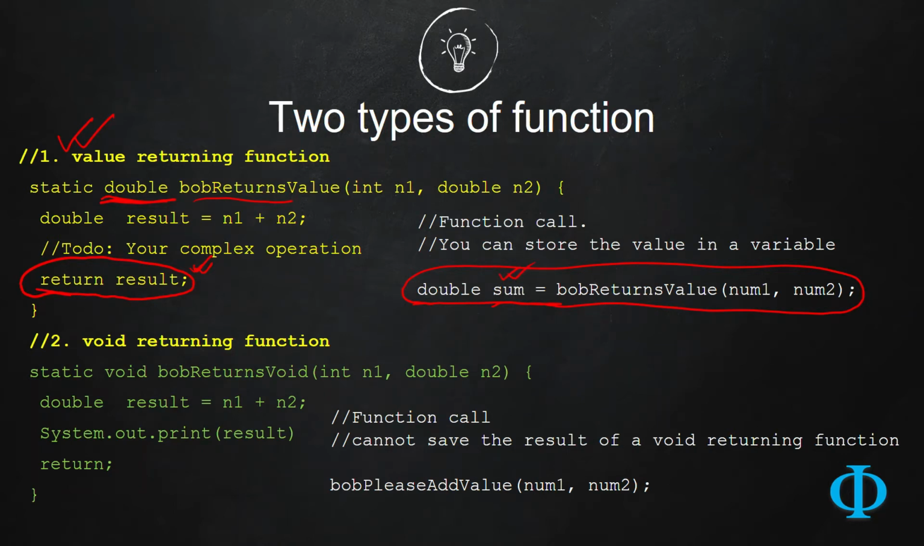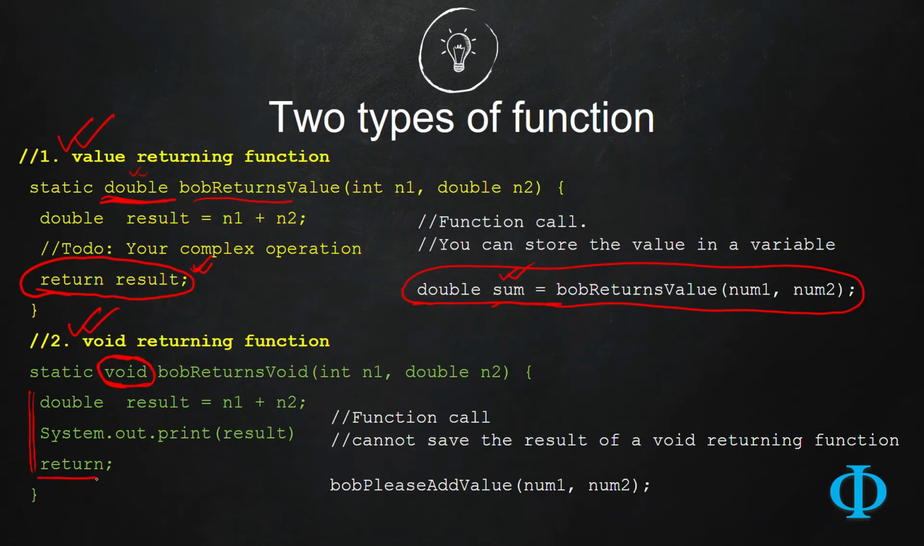Now there is another type of function possible which does not return anything, which is called a void returning function. Void returning function means it just returns nothing. Everything in this function is the same as before. The entire function implementation is the same. But if you notice here, the return type is void instead of double or any other specific data type. Since the return type is void, it is returning nothing.